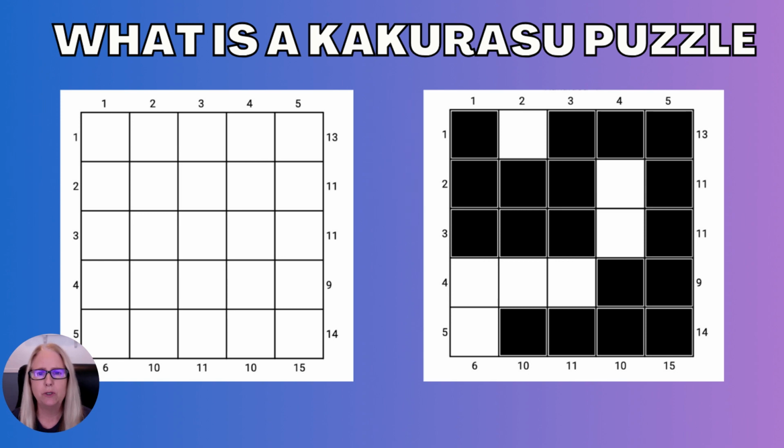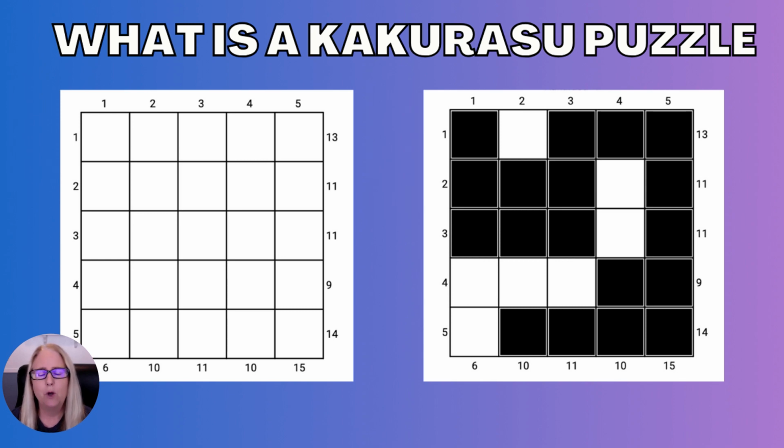If you're unfamiliar with Kakurasu, it's played on an empty grid. The goal is to figure out which cells need to be colored and which should be left blank. The numbers across the left and the top are the values for each cell. These are always the same for each puzzle.